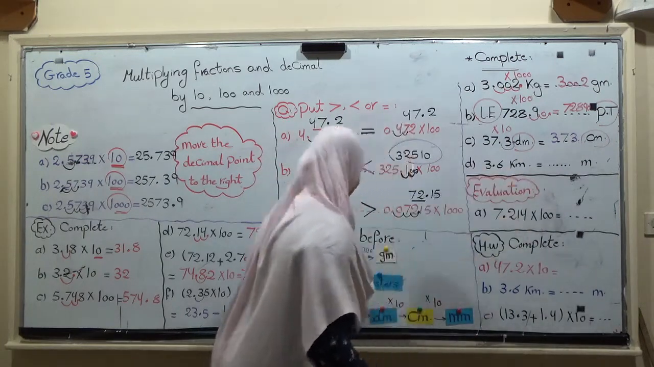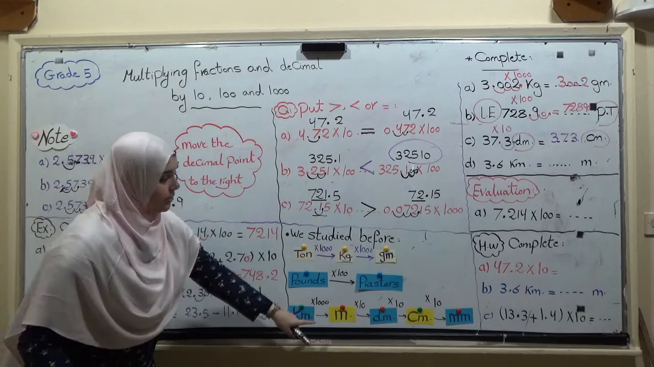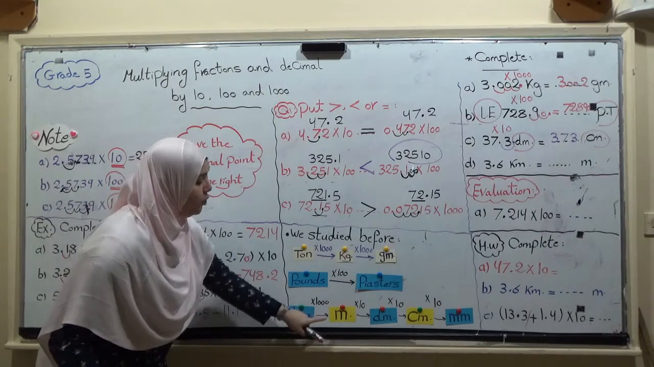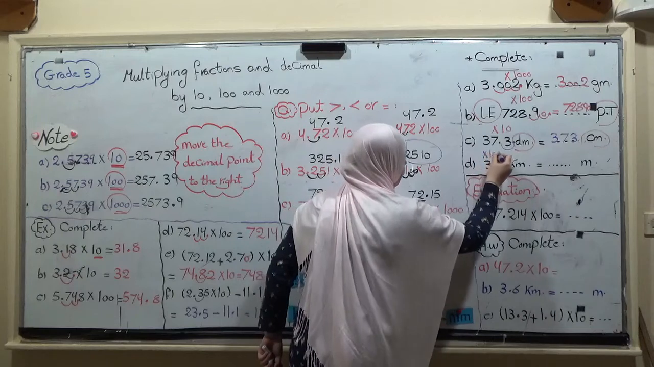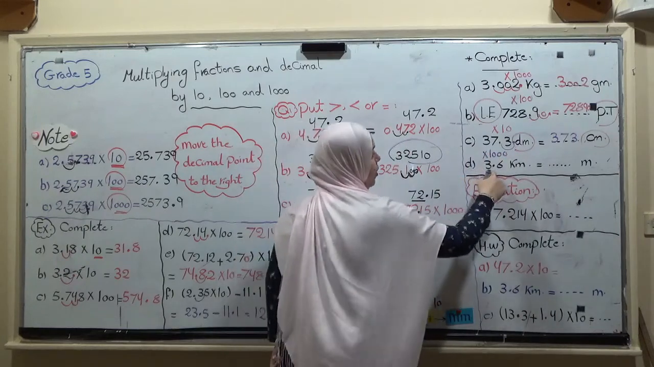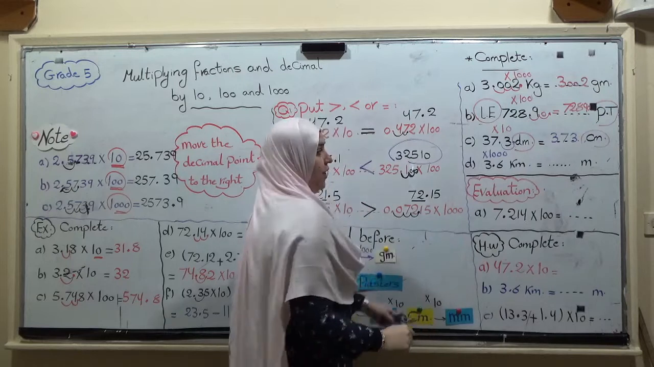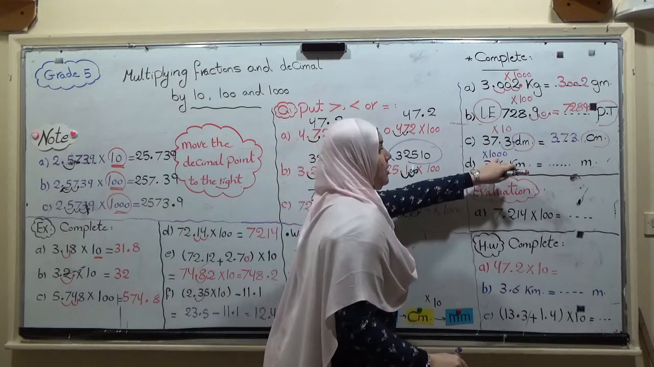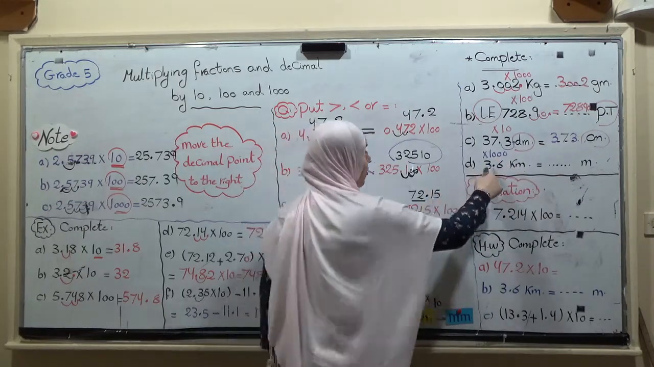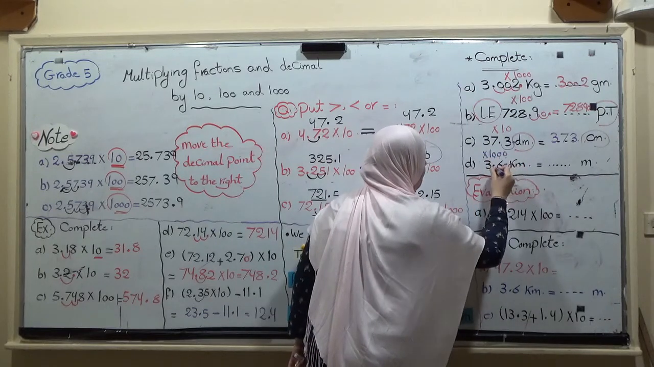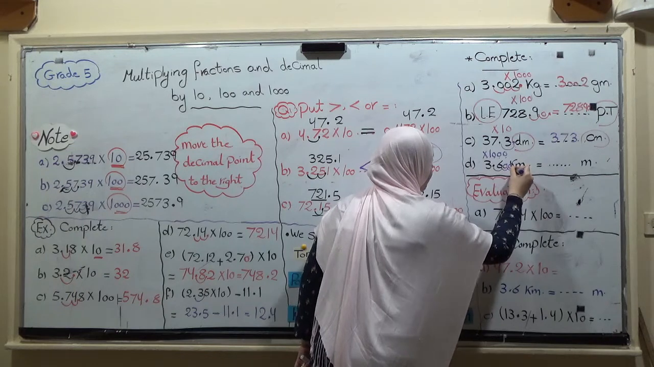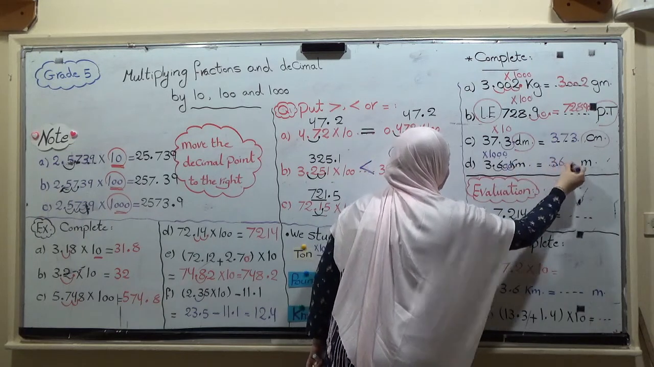3.6 kilometer to meter. When I have kilometer and I am asked to convert from kilometer to meter, multiply 1000. 3.6 multiplied by 1000. I have the decimal number multiplied by 1000. Move the decimal point 3 digits to the right. 1, 2, 3. 3,600.